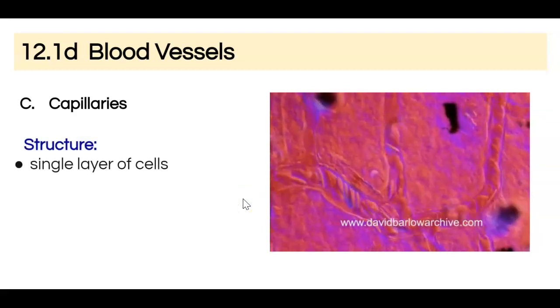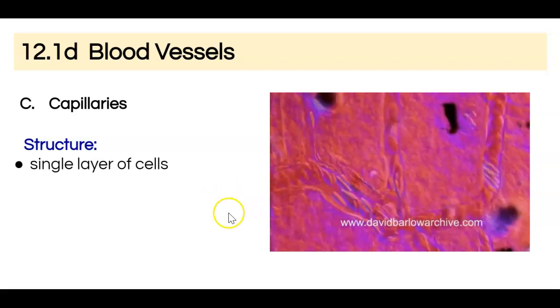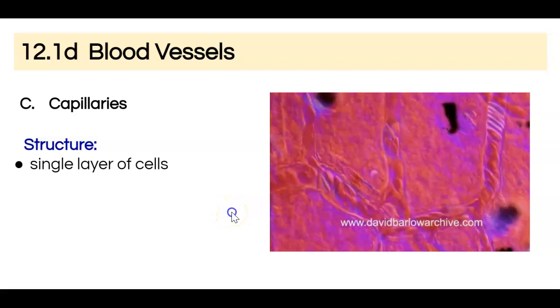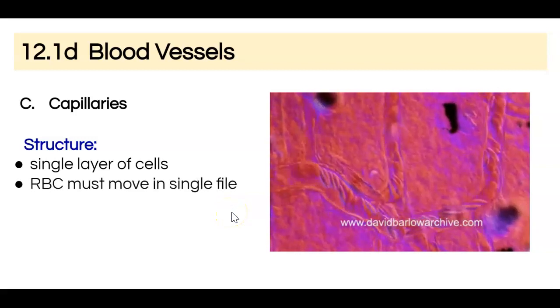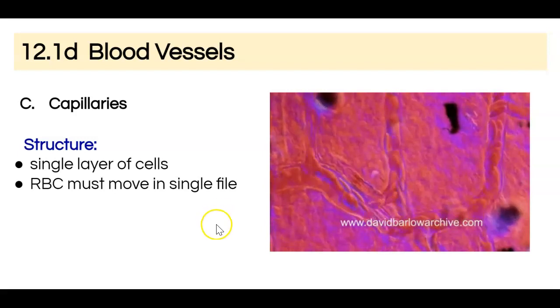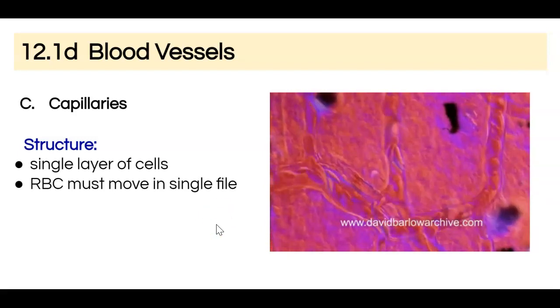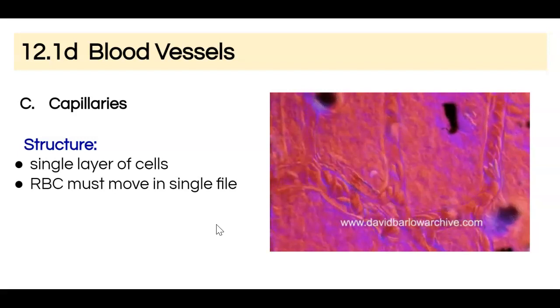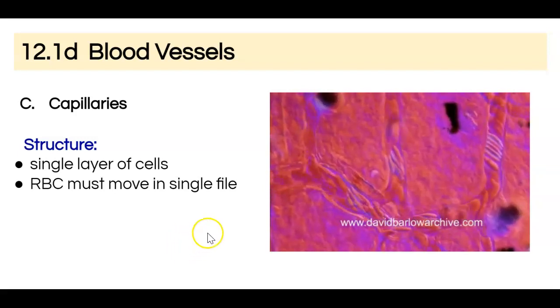So their structure is such that a capillary just allows for a single layer of cells to sneak through. And so our red blood cells are going to be moving in that sort of single file. And so I'm hoping as we talk about the structure that you're thinking about, well, why is that important? Why is that structure important to the function of the capillary?